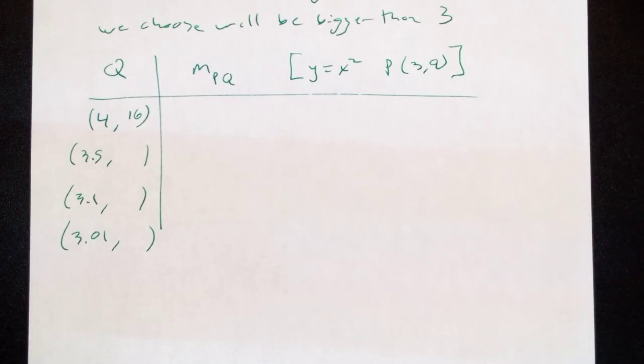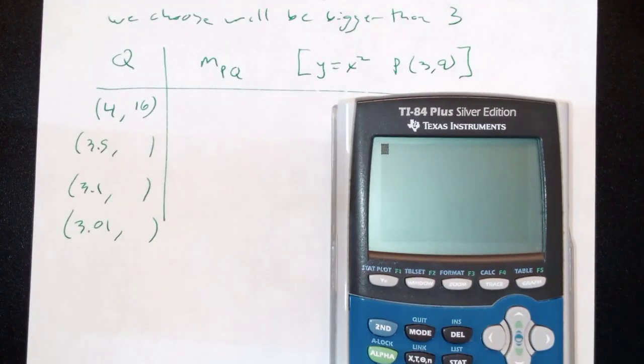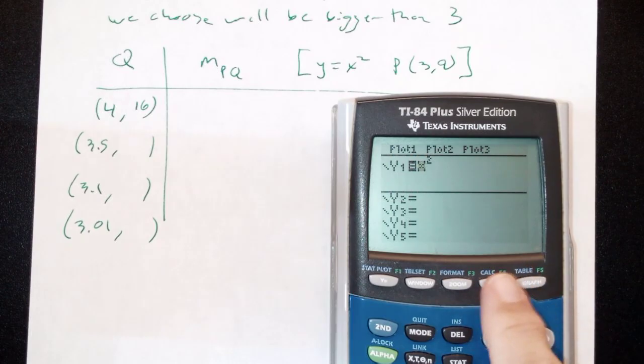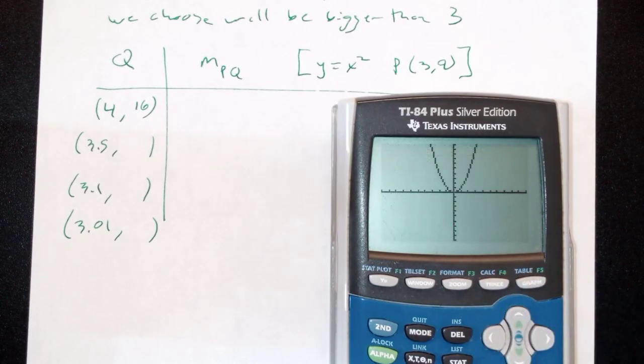I noticed a lot of you repeatedly typing in your calculators. I want to show you a couple of cute tricks here. Here's my calculator. I'm going to go into the y equals menu and put in x squared. I can then hit the graph button. Here's my upward opening parabola.